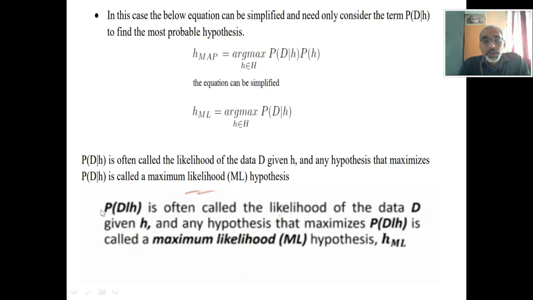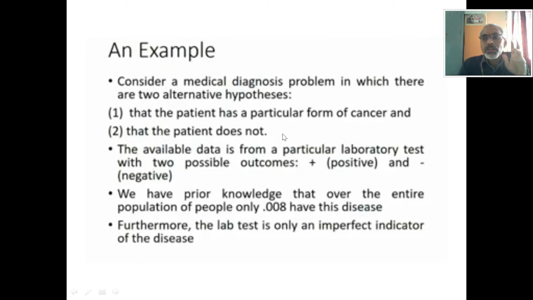The probability of D, the given set of data, given a particular hypothesis, is often called the likelihood of the data D given hypothesis H, and we say that this is the maximum likelihood hypothesis, which is nothing but the argmax of the probability of D given H. Now this is our posterior probability, which can be found by using the Bayesian theorem. Now let us take an example and try to understand how all these concepts are applied.